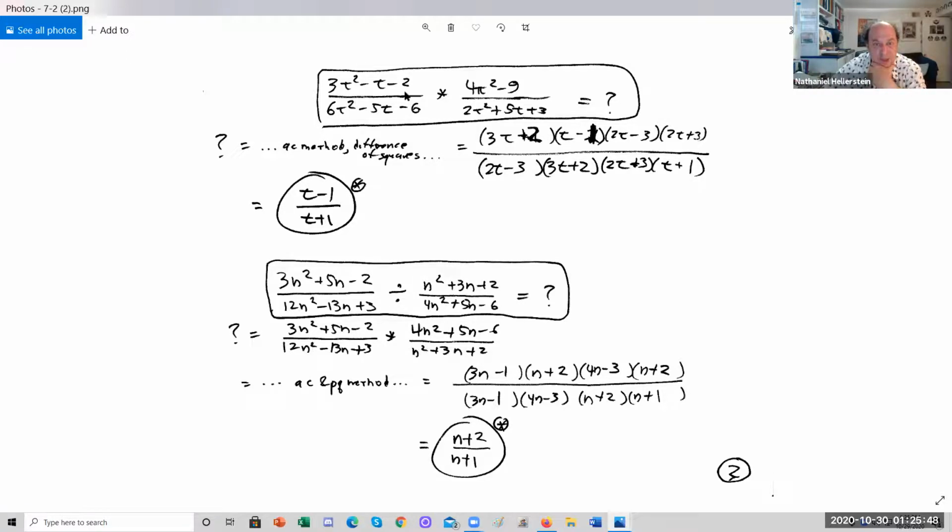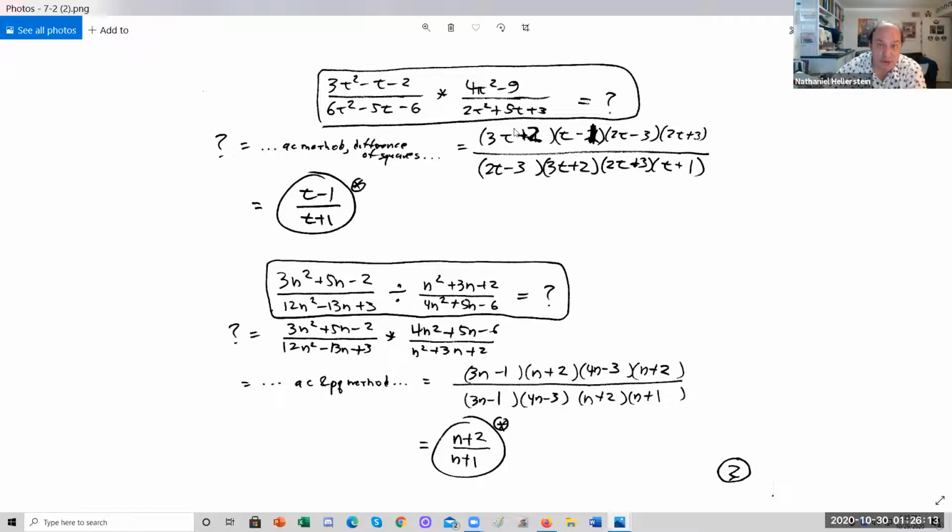3t squared minus t minus 2 over 6t squared minus 5t minus 6 times 4t squared minus 9 over 2t squared plus 5t plus 3 equals what? Oh boy. Now, obviously, you have to factor each one of these four things, which I'll skip because they're not about the AC method, which I'm going to assume that you can at least have some mastery of, and just go straight to the chase.